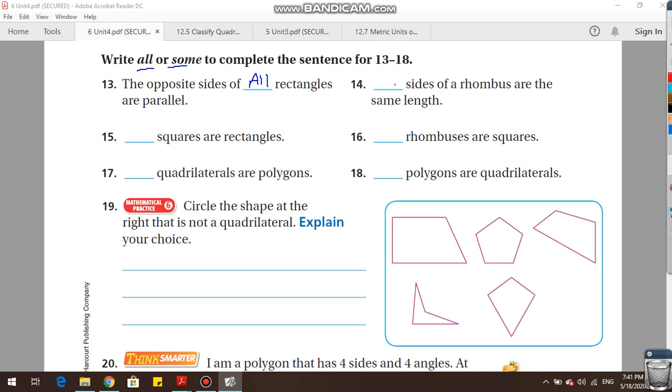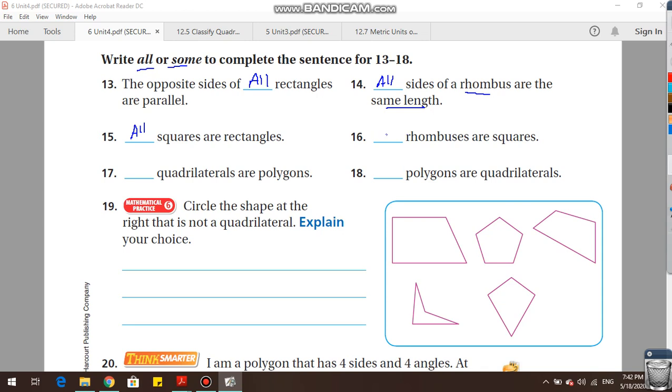Now, what sides of a rhombus are the same length? Okay, rhombus, the sides of it are the same length. Are all or some? Do some of the rhombuses have all sides equal, or do all the rhombuses have all sides equal? All. Now, what squares are rectangles? I just said it. What squares are rectangles? All squares are rectangles.